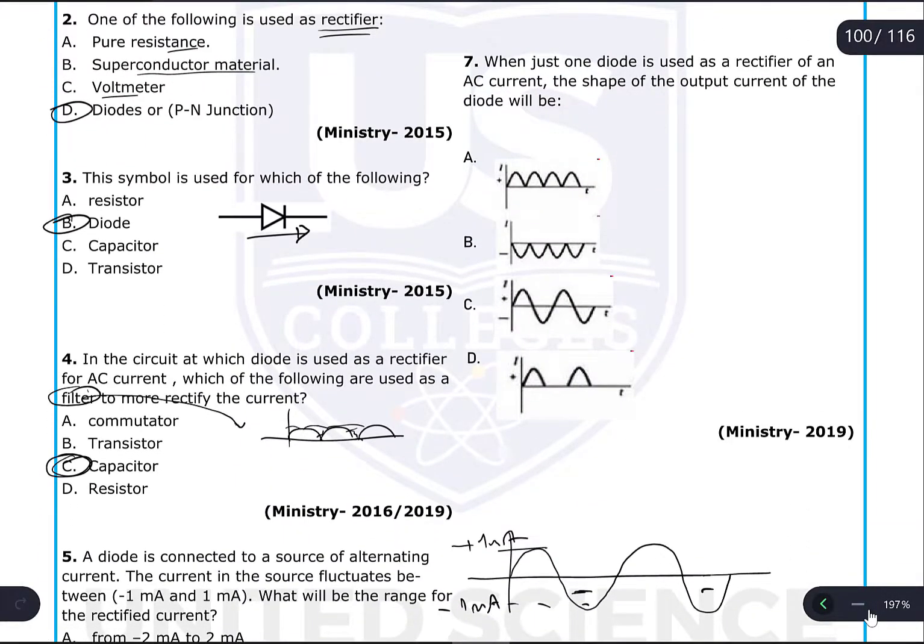When just one diode is used as a rectifier of an AC current, what will be the shape of the output current? This is the AC current. The diode is cropping only one half of this AC. It can crop here or it can crop above. So according to the choices, D is correct, which means the negative part is cropped, only the positive part remains. So it lets through only the positive half of the cycle.